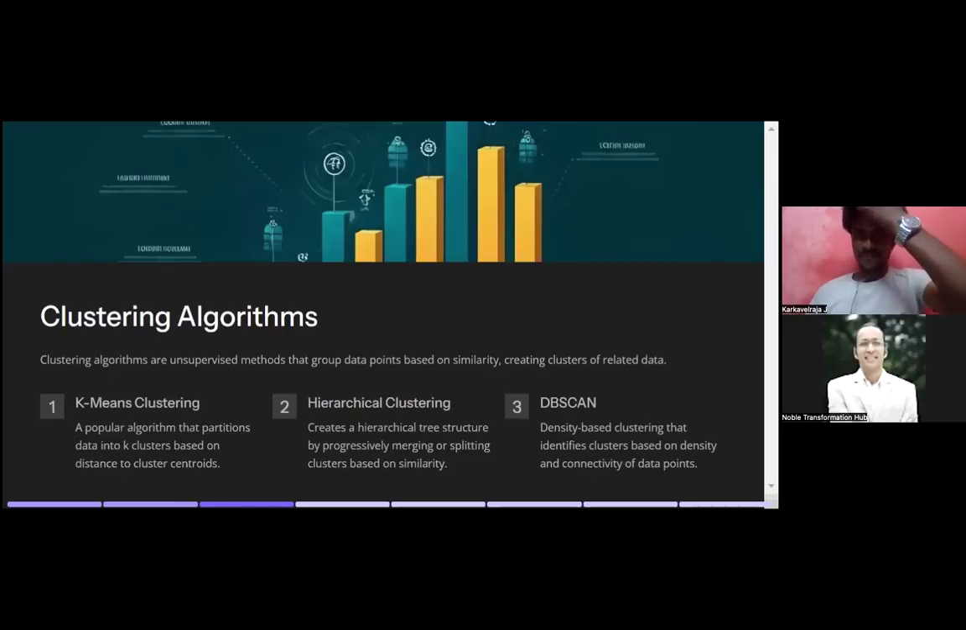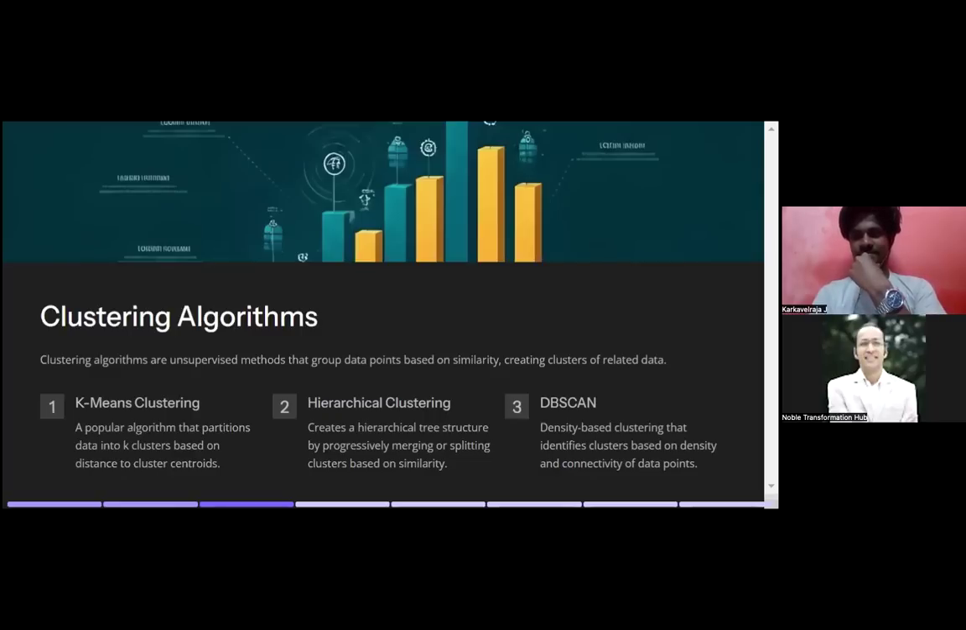That's why, again, the hierarchy is there, because we are using a different model, which is a tree structure. Then DBSCAN is density-based clustering that identifies clusters based on density. So there's a density. Again, it makes clusters based on the density and connectivity of the data points.